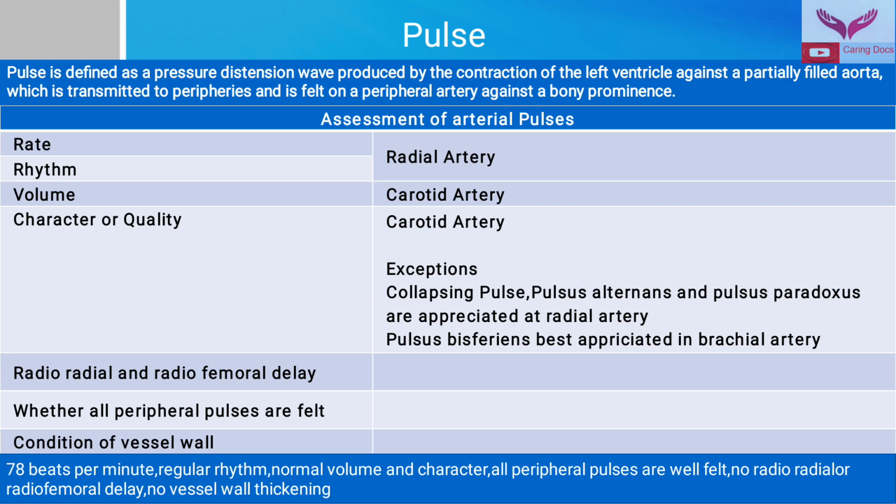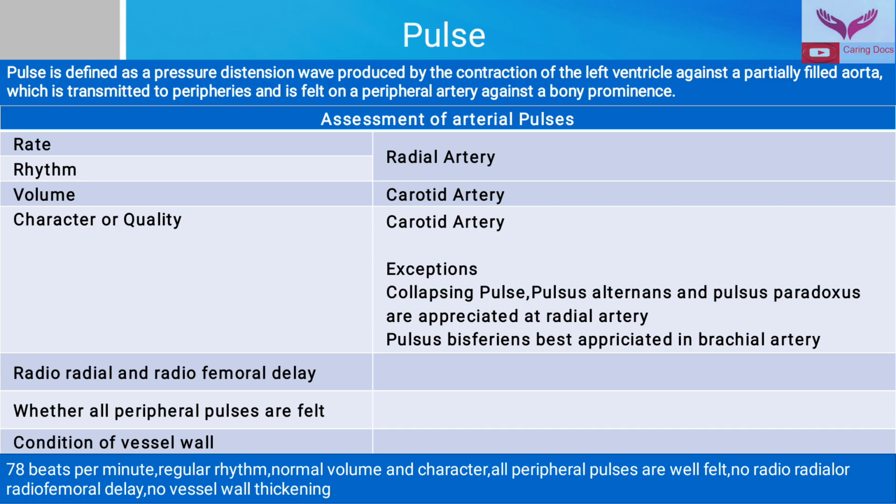Coming to the pulse, pulse is defined as a pressure distension wave produced by contraction of the left ventricle against a partially filled aorta, which is transmitted to the peripheries and is felt on the peripheral arteries against a bony prominence. Whenever we assess the arterial pulse, we check rate, rhythm, volume, character or quality, radio-radial and radiofemoral delay, whether all peripheral pulses are felt, and condition of the vessel wall. These findings we have to check and tell to the examiner.